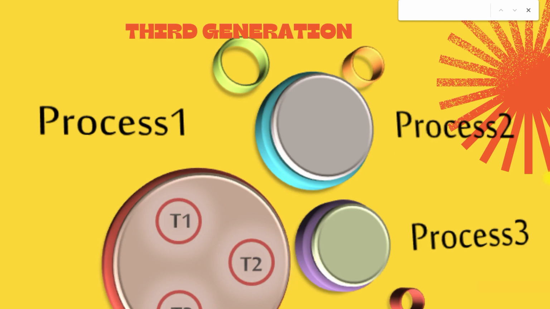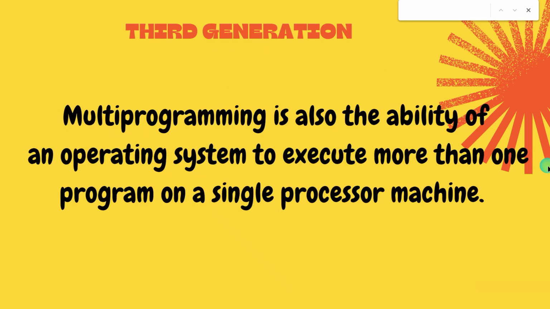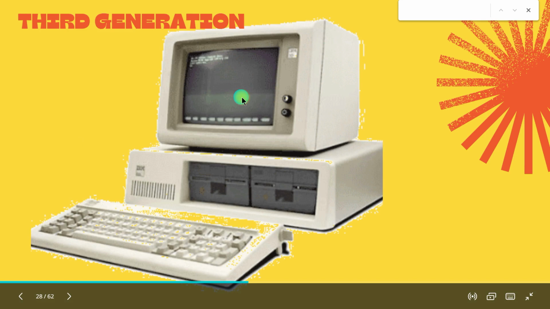Multi-programming concept was introduced in third generation. Multi-programming is the ability of an operating system to execute more than one program on a single processor machine. Monitors and keyboards were introduced during third generation.